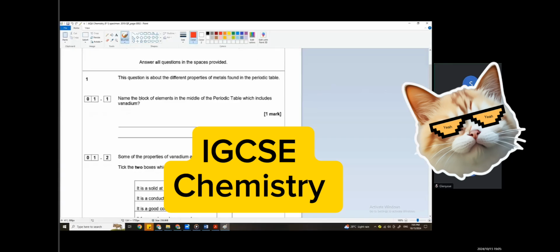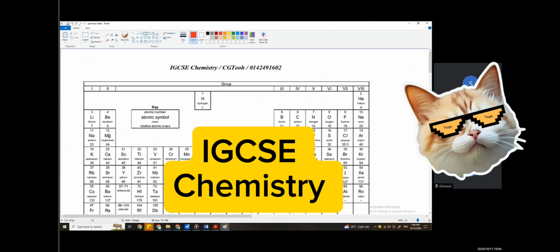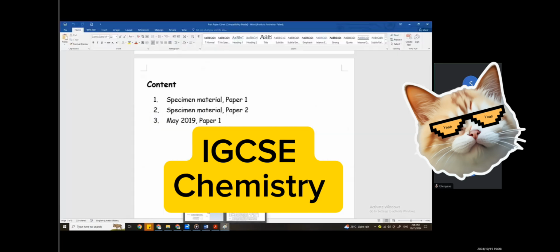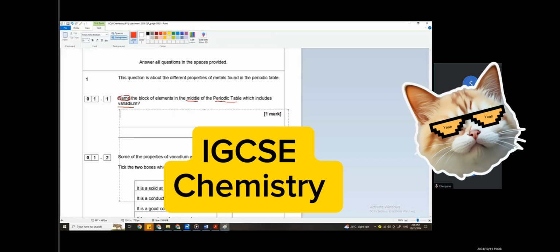1.1. Name the block of element. The question is looking for a name. It is the block of elements in the middle of the periodic table, which includes vanadium. Let me show you the group in the middle of the periodic table. This is the group in the middle that includes vanadium. So one of the elements is vanadium. We call this a transition element, or transition metal. The name of the group is transition metal.